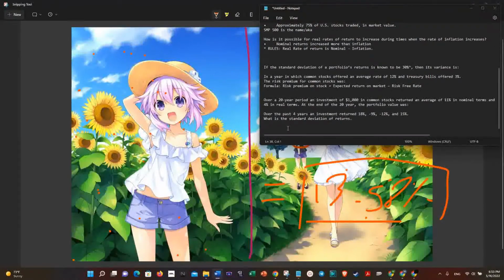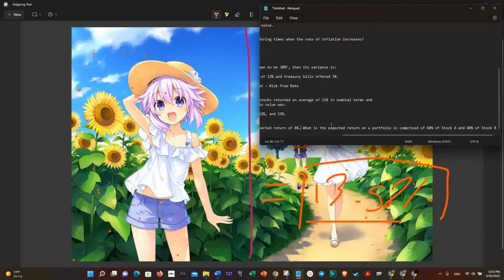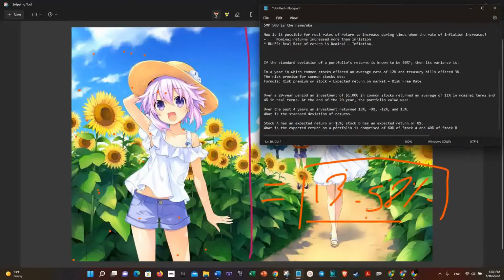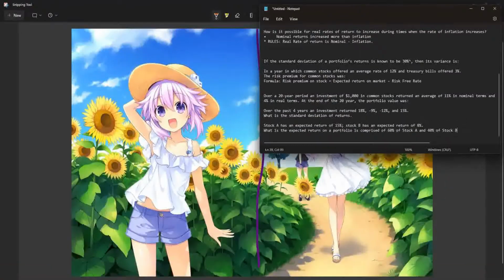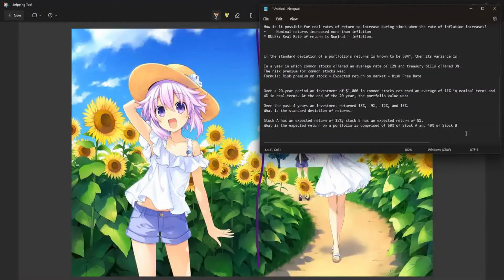Control copy, control paste. Stock A has an expected return of 15%. Stock B has an expected return of 8%. What is the expected return on a portfolio comprised of 60% of stock A and 40% of stock B? Before I continue, do any... So apparently something just cut off. That's fine. So let's move back to this section.